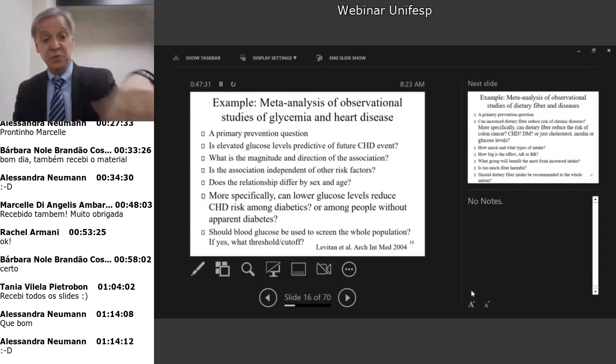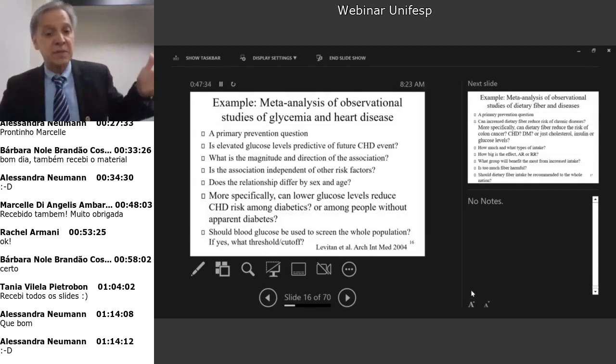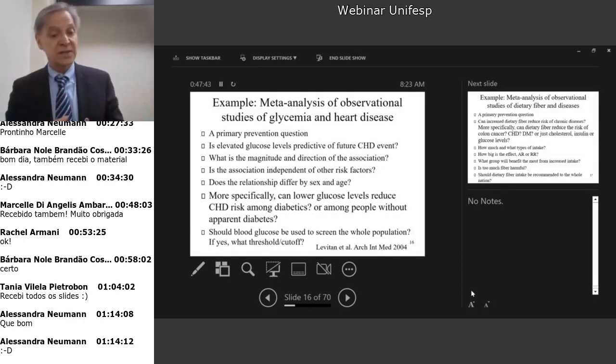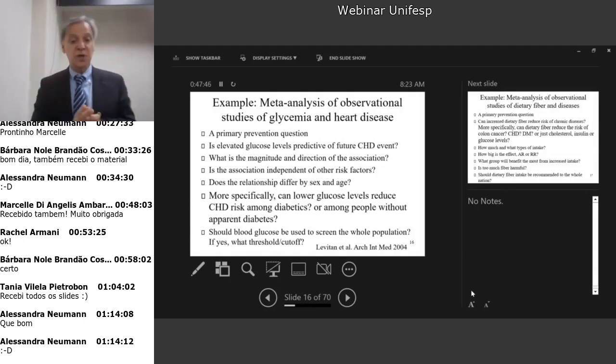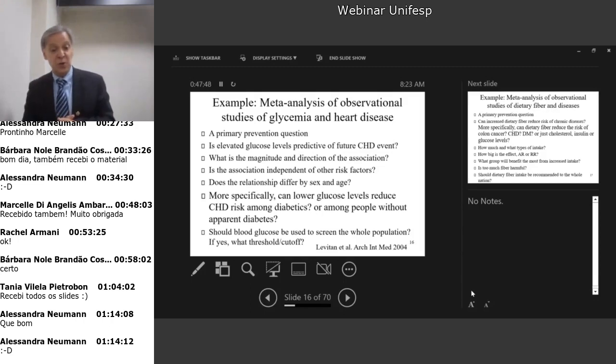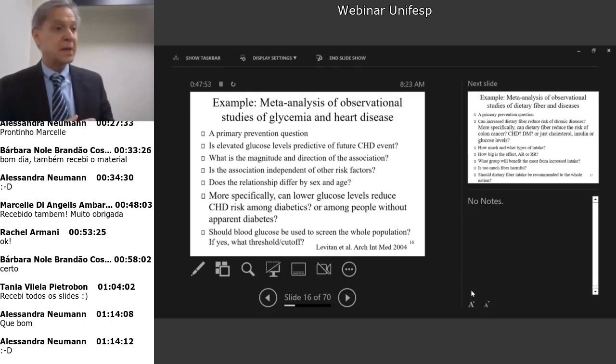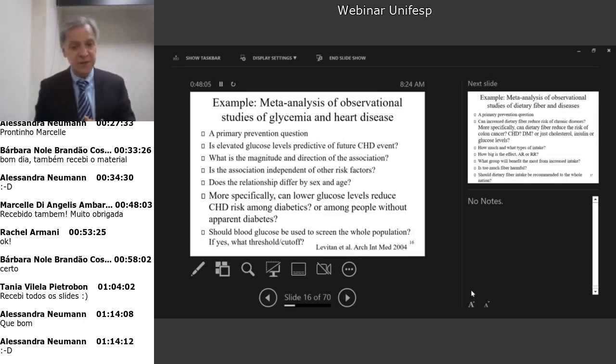Whereas the second question could be an etiological question. Oh, I found out that really they are related. So when I treat the diabetic patient to reduce their glucose level, I'm actually preventing coronary heart disease, okay? Should blood glucose be used to screen the whole population? If you ask what threshold cutoff, that's a completely different question. Here we're talking about prevention. I'm talking about using glucose level as a screener for preventing, not only diabetes, but in this case, CHD across a whole population.